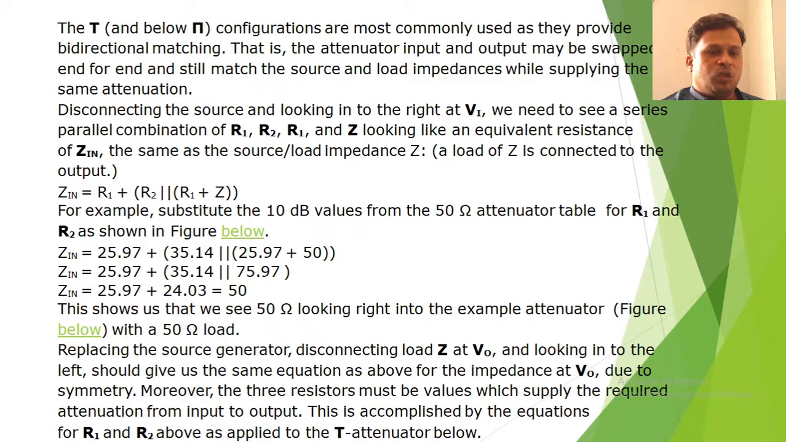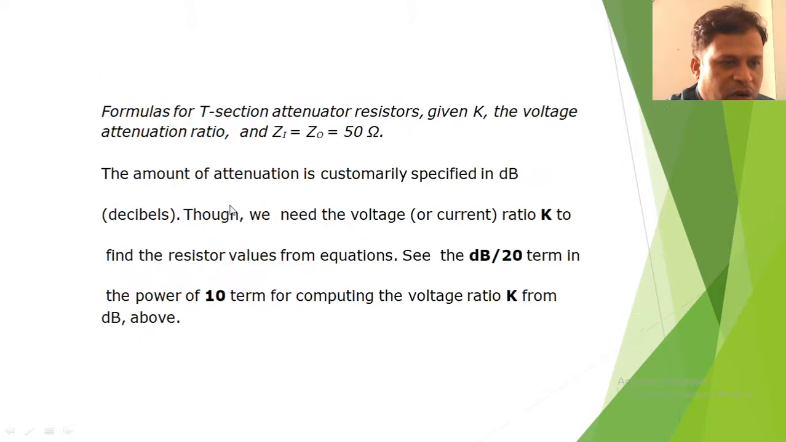Disconnecting the source and looking to the right at Vi, we need to see a series-parallel combination of R1, R2, R1 and Z looking like an equivalent resistance of Z input. Now the input impedance Z in is equal to R1 plus R2 parallel to R1 plus Z. That is from the circuit we are calculating it.